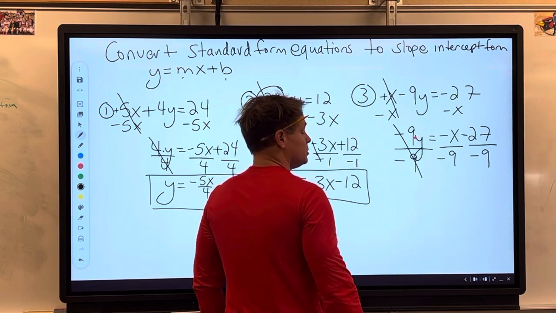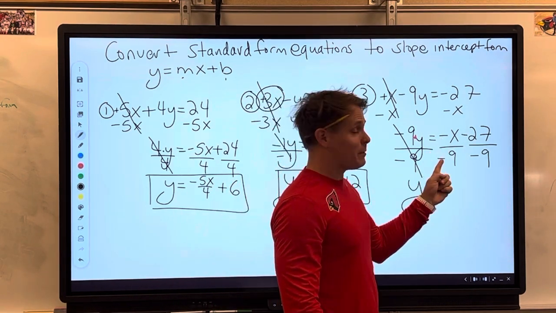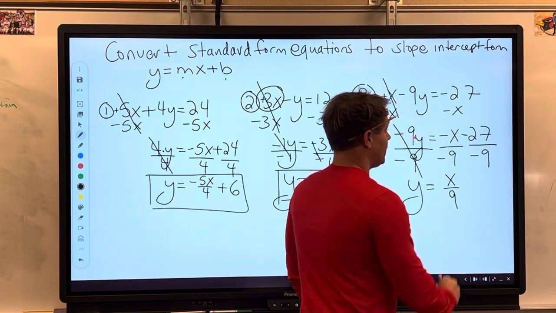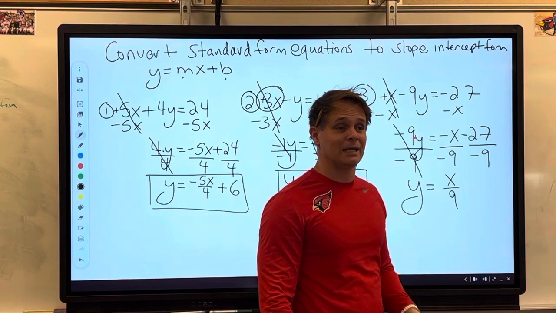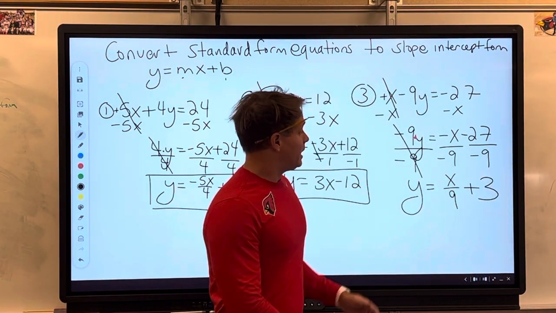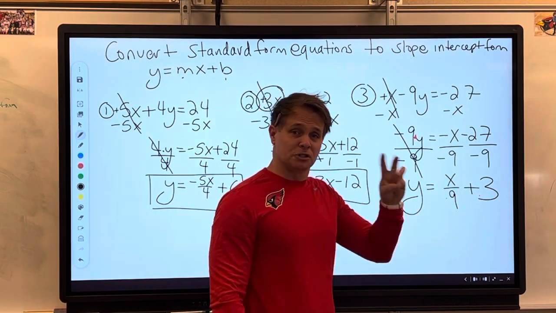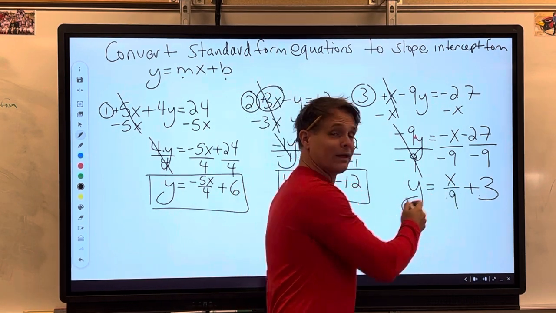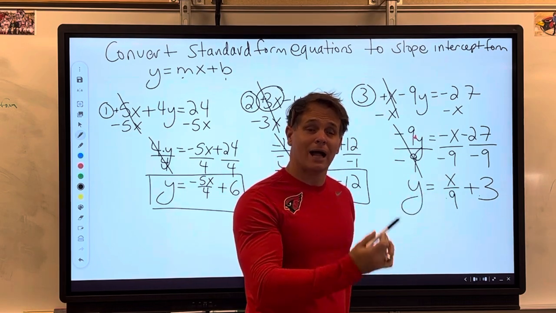So the two negative 9's cancel. You get y equals, a negative divided by a negative is a positive, so x over 9. And a negative is a positive: 27 divided by 9 is 3. So this is in what we call slope-intercept form. The y-intercept is 3. The slope is, there's a 1 right there next to the x that we don't have to write. The slope is 1 over 9.